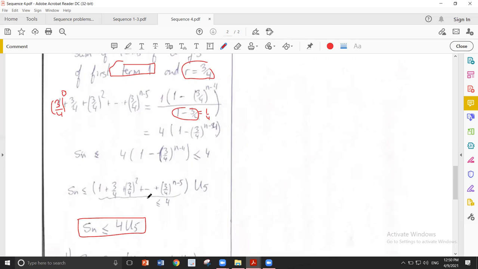Here we did 1 minus 3 over 4 to the power n minus 4, which is less than 1, and times 4 it is less than 4. Okay?